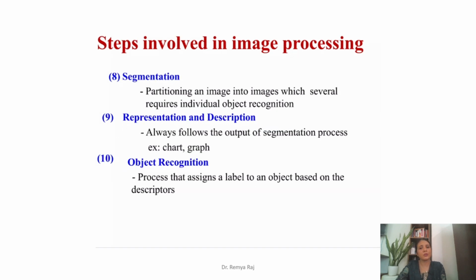Next is another important technique: segmentation. It's nothing but segmenting or partitioning the image for further processing. For example, if you want to find a tumor in a brain MRI or a brain CT, the whole brain won't be affected by the tumor. A segment or a part of the brain will be affected.